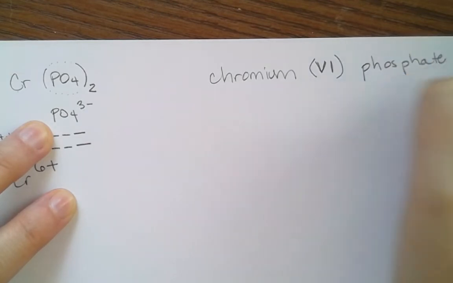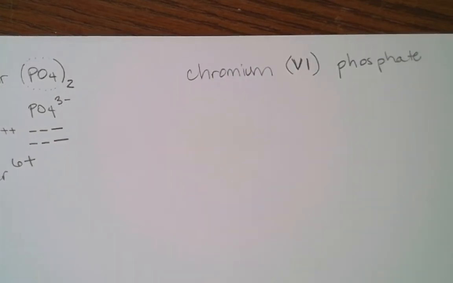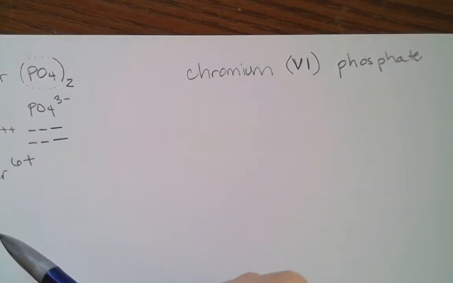Alright, so next time you are hanging out in the lab, you can say to your friend, hey, I've got a bottle of chromium 6 phosphate. And that's what that would mean. That 6 is that chromium's got a charge of plus 6. Chromium 6 phosphate.